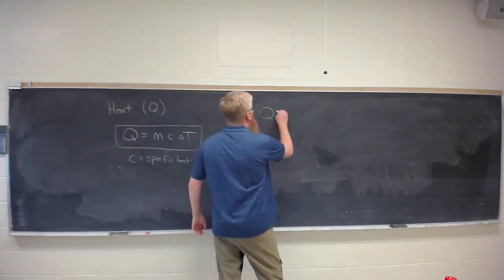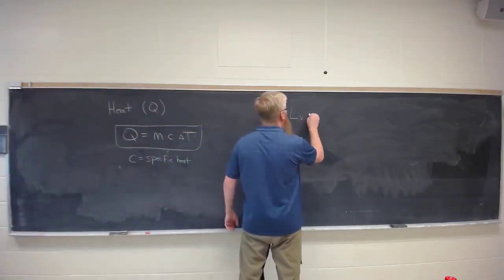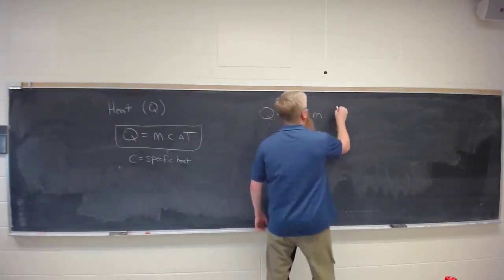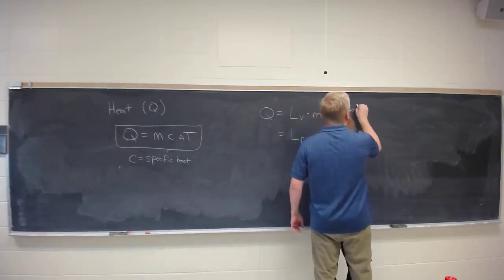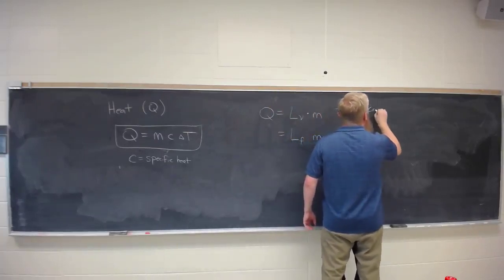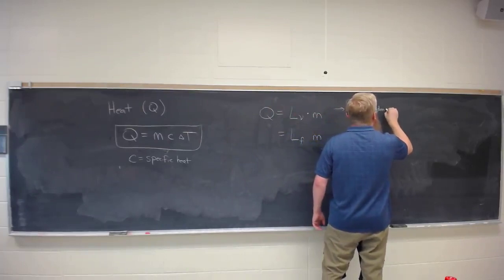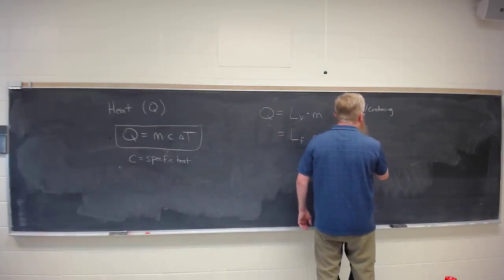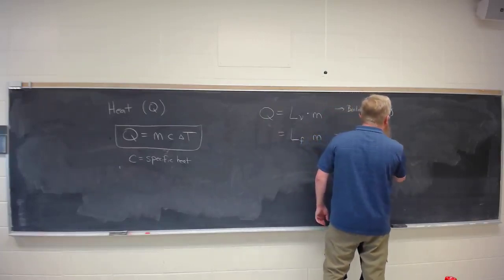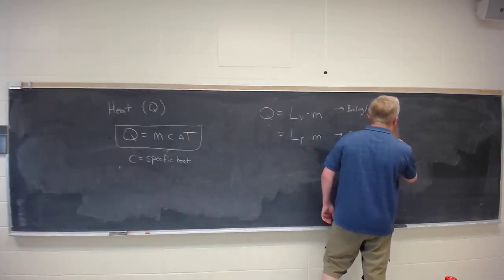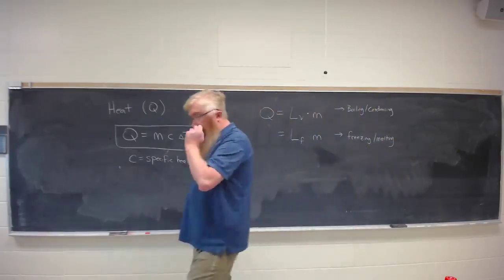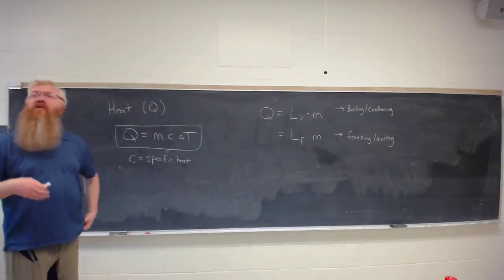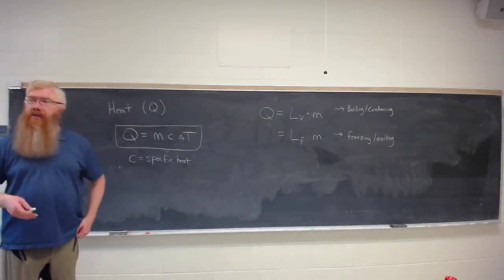So heat added is equal to latent heat of vaporization times the mass, or the latent heat of fusion times the mass. So this is for boiling or condensing. This is for freezing, melting. Notice there's no delta T there, because during these phase changes, temperature doesn't change.